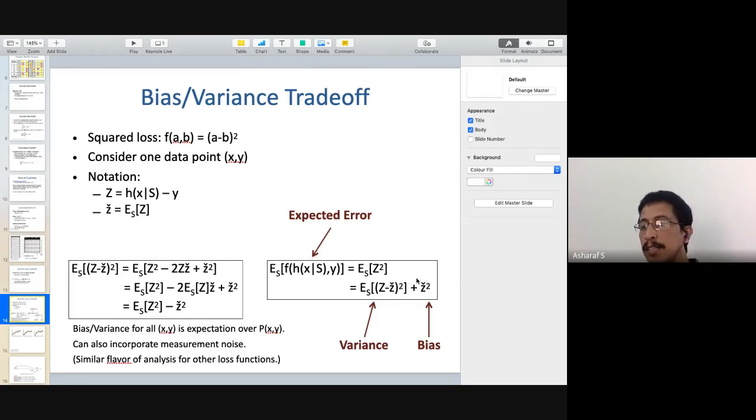So the expected error is going to be high for the model, which means that the variation of an actual error from the expected error won't be very high, which means that the variance will be low, the bias will be high.